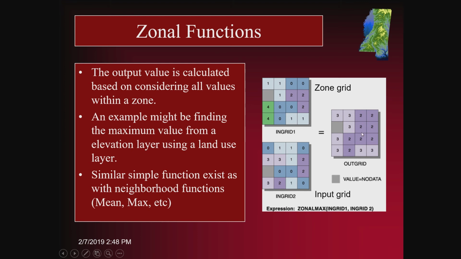Then I'd do a local operation to take that value and subtract it back from the input value, and the final result would be every grid cell would be the difference from the typical elevation value. So I would take the zonal output grid and subtract it from the original elevation data set.